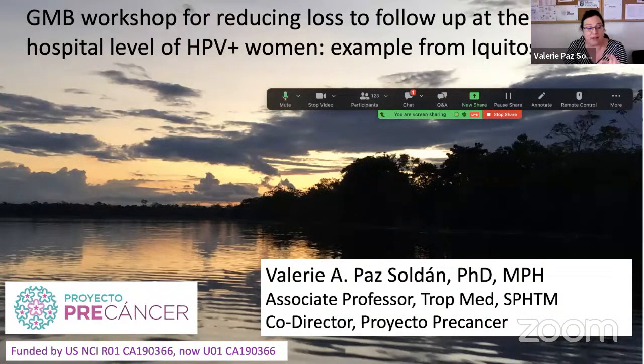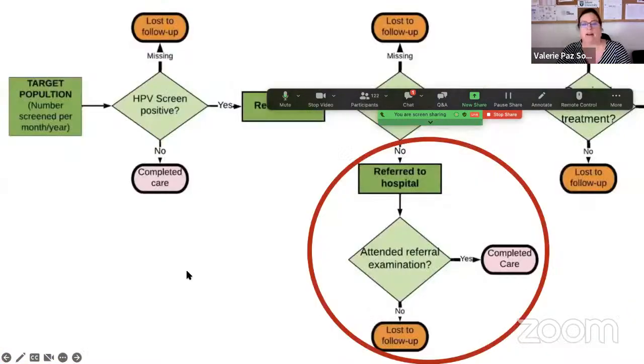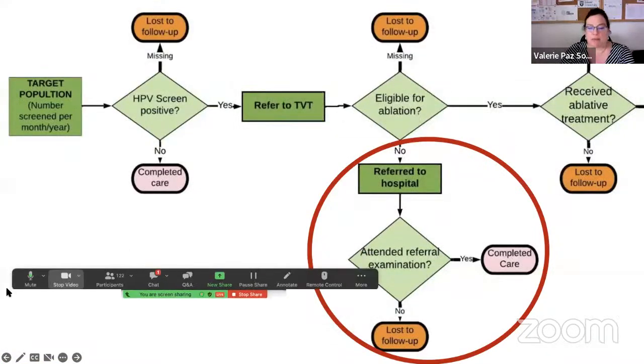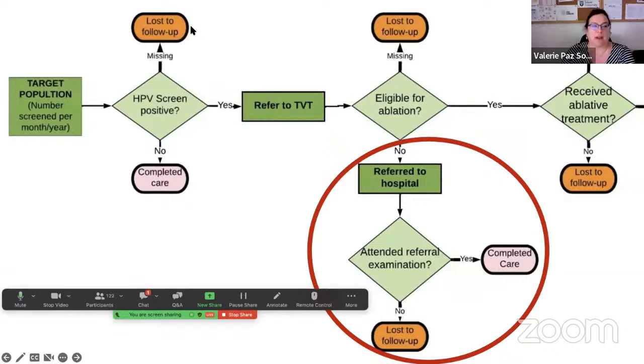So we're going to zoom in on this one problem, and let me go to my next slide. Okay, so this is the part of the picture that we're going to be looking at right now. We have our target population that's been screened, that's come for ablative therapy. They're referred to visual triage. They were deemed ineligible because of either a suspicion of cancer or a cervix that could not be visualized. They were referred to specialists, and this is where we're seeing they're not making it.